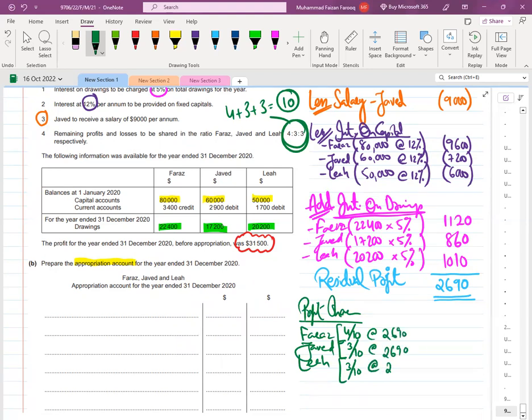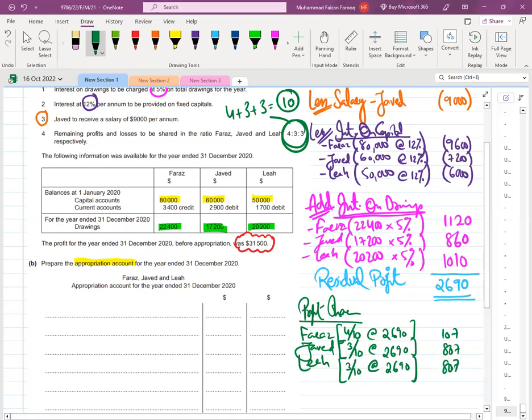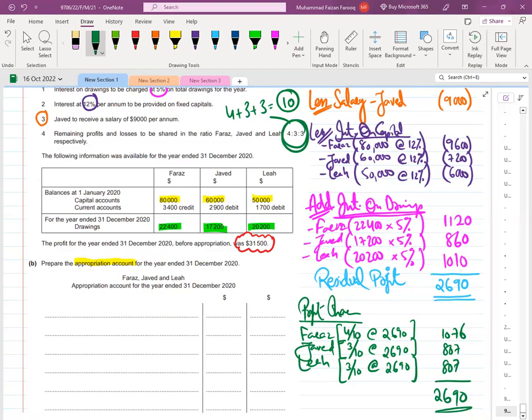All of them will get their share as per the fraction given, and we get the answers: 1,076, sorry, 807, 807. Let me check it. 1,076, and the total is matching. And that's it for the appropriation account. These are 5 easy marks. Any problem, please ask me.